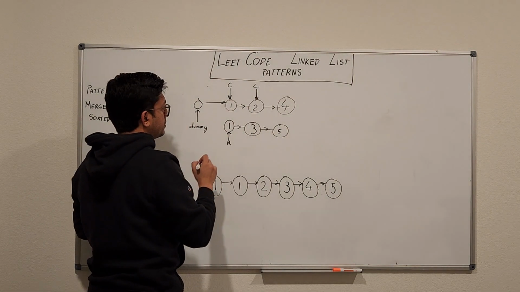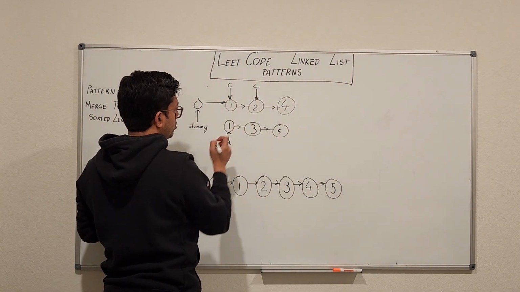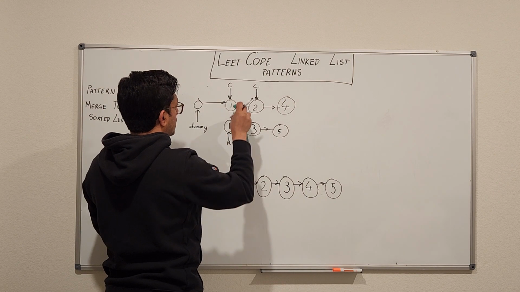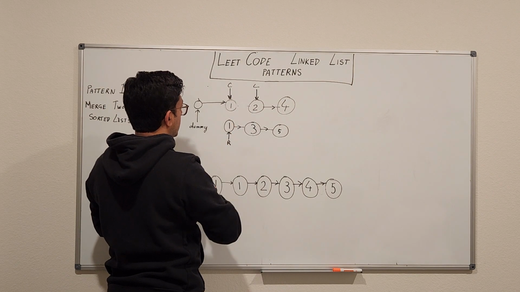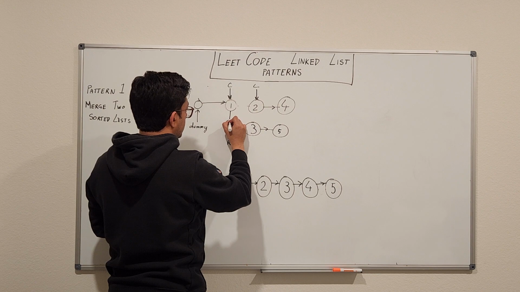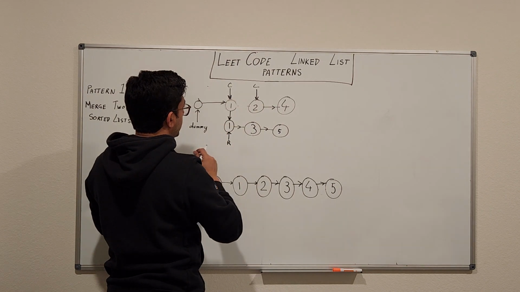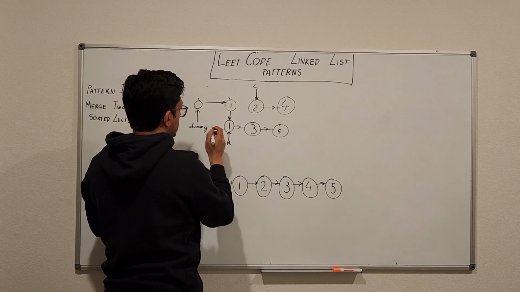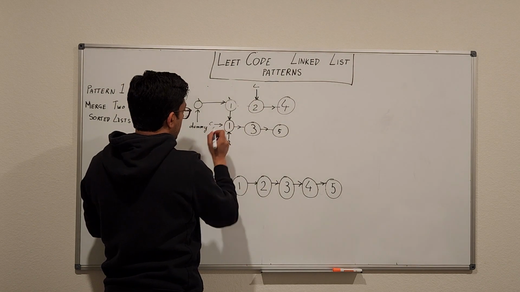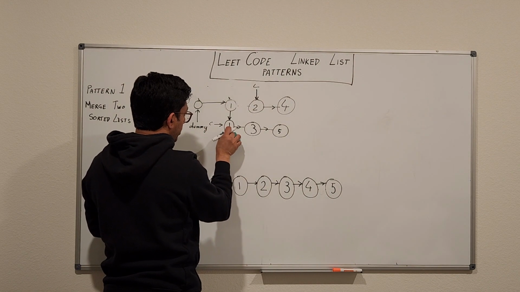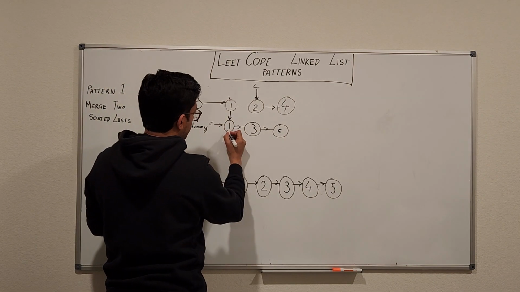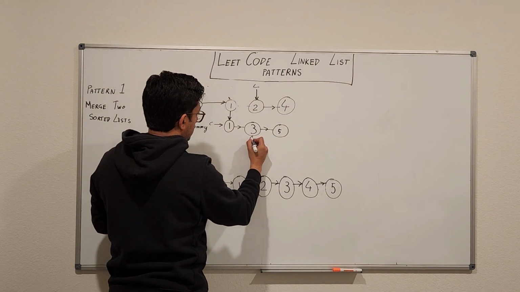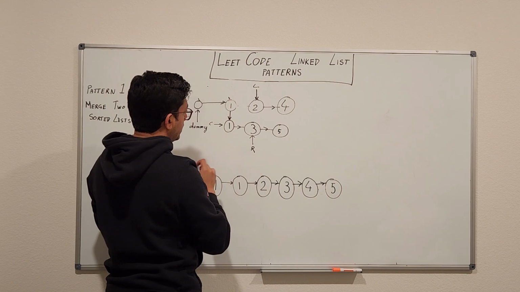Now again repeat. Compare these two. Which one is smaller? This is smaller. So current's next, which is this guy, you will point here. Then you move the current to current dot next. So C will come here. And then whoever you pointed to, that one moves ahead. R. Now again same thing.